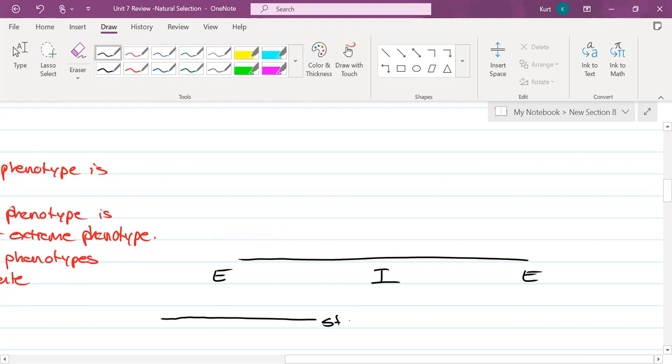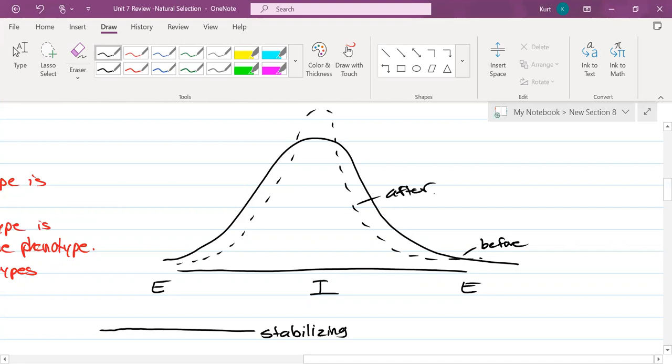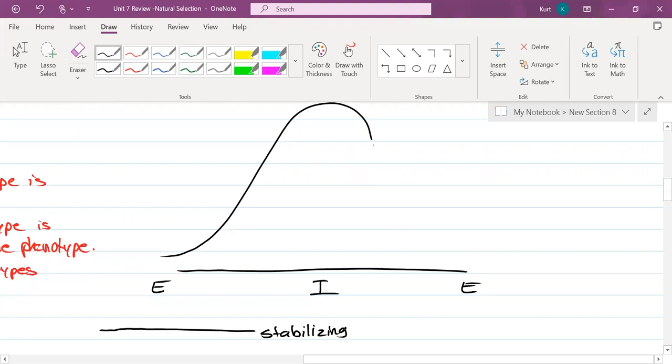Here it is. A question that you got on your mock exam had this. This was, don't write this down, just look. This was before, and then it looked like this after. Just watch. And the correct answer was, what happened? Or excuse me, the question was, what happened? And the answer was, this is stabilizing selection, and the intermediate phenotype was selected to be more favorable. So it became even more stabilizing. I forget which mock exam that was, but that was one of them. Okay, let's fix all that. Okay, so once again, stabilizing selection, the intermediate is favored.